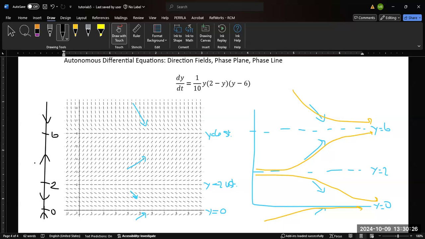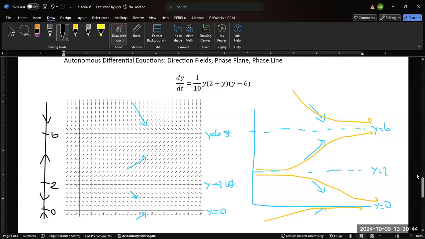Now, you want to be careful about when you're using a phase line. If your professor is asking for a direction field or a phase plane, and you draw a phase line, that's not exactly what they were asking for. So it's important to keep all of these things distinct from each other.